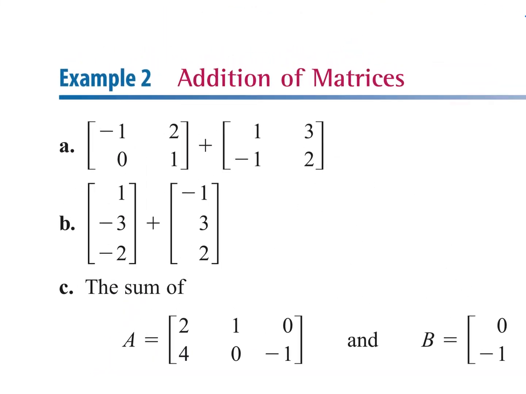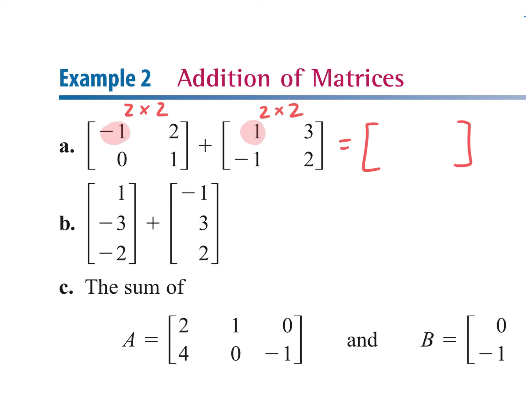So looking at example 2a. Can I add these matrices together? Yes, it's a 2 by 2 and a 2 by 2. So since they're the same, we can add them together. It has to be the same size, so both of them have to be the same dimensions. It doesn't necessarily have to be a 2 by 2.